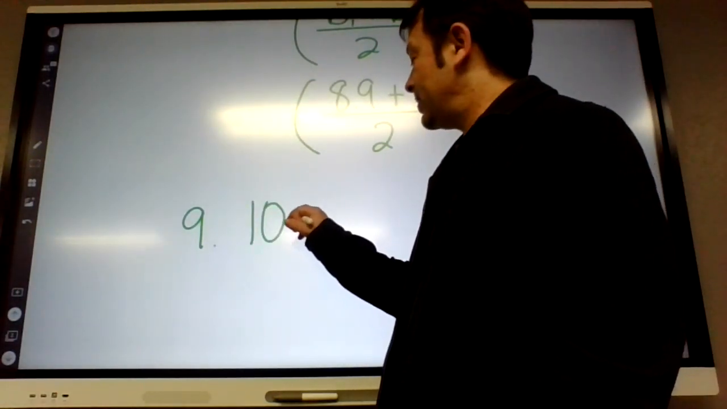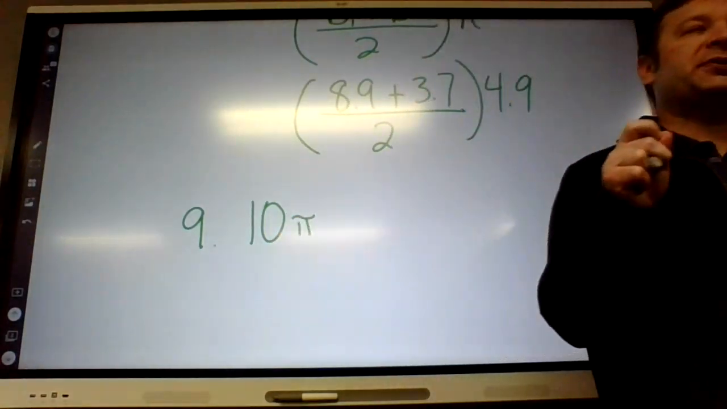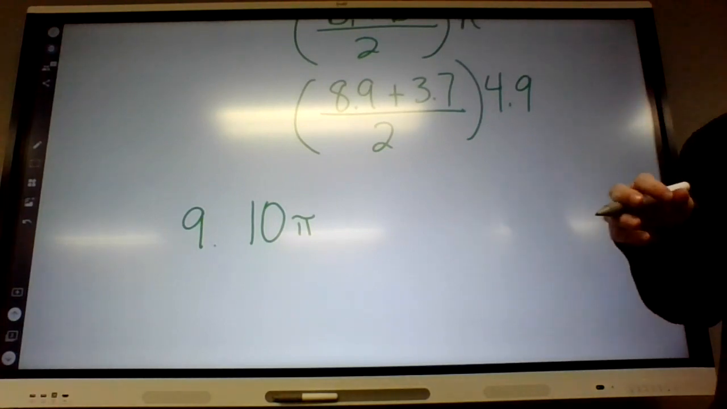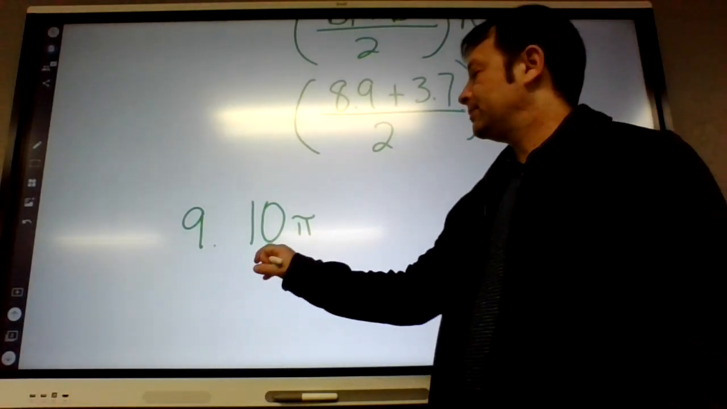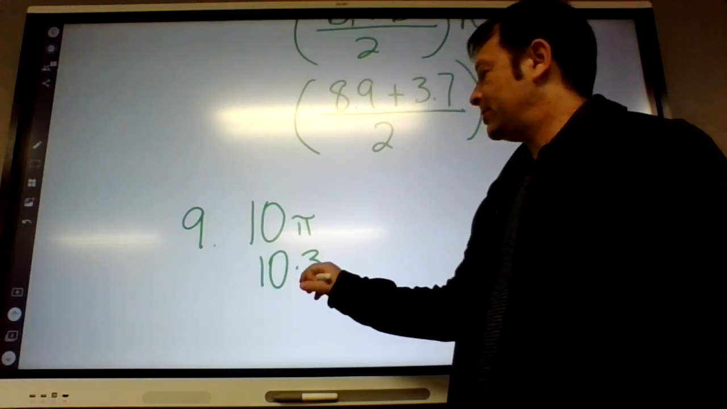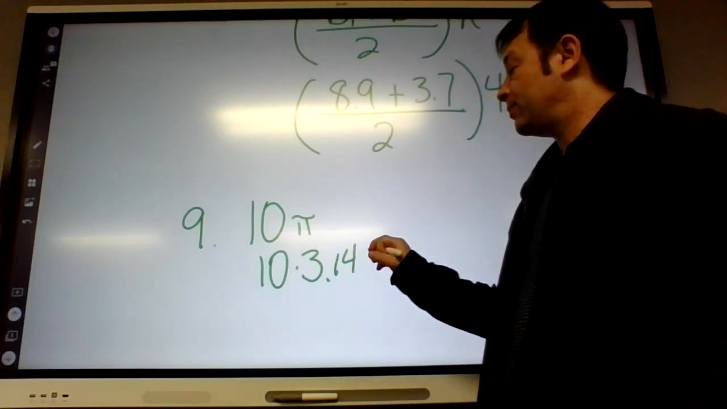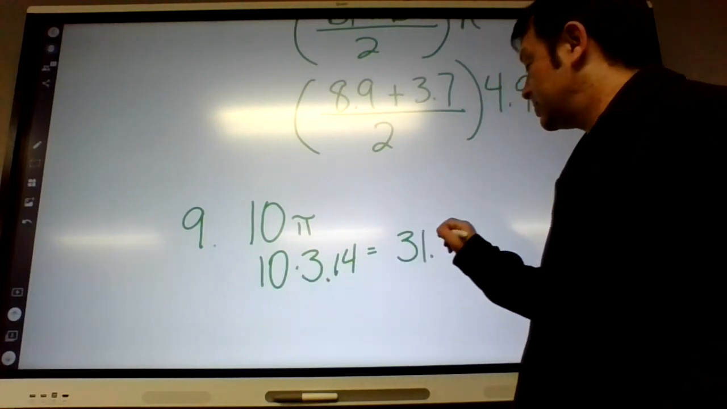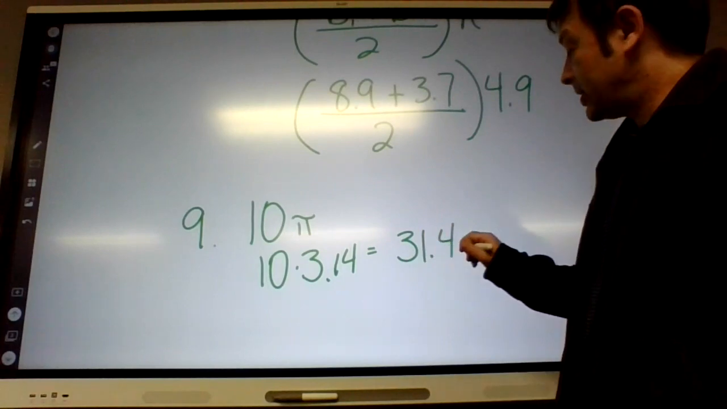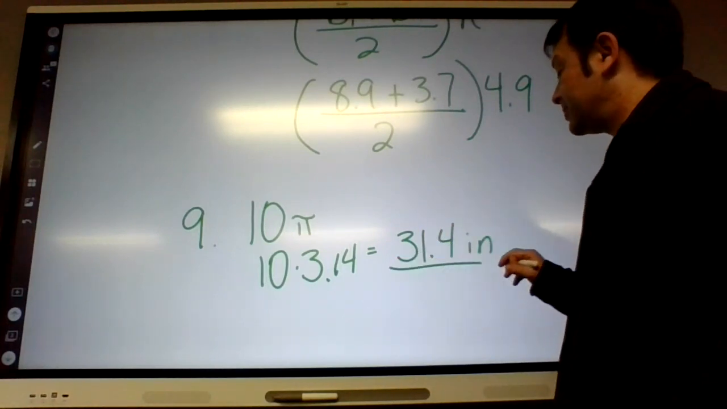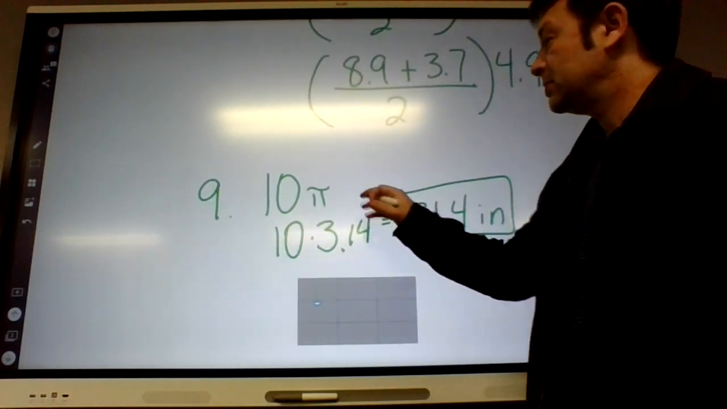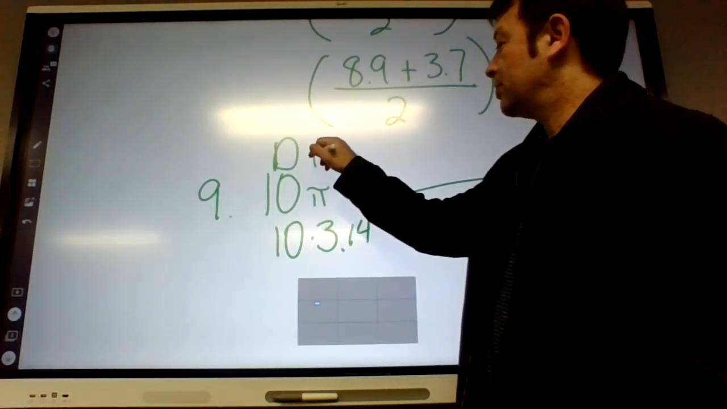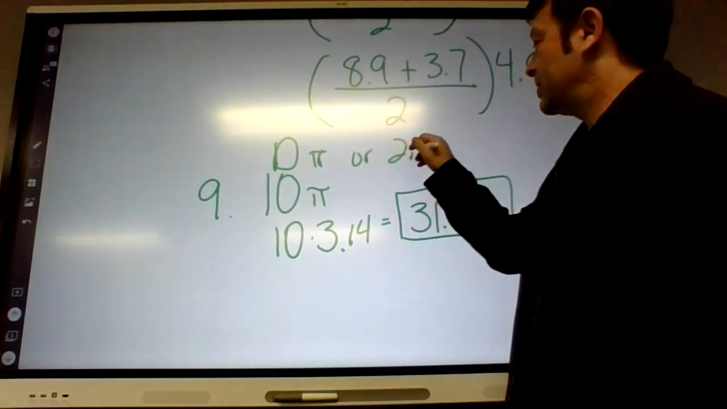It does say in the directions to round your answer to the tenths place, which means they want the decimal version. So let's go ahead and do the decimal version today. You probably have a pi button on your calculator, or you can just use 3.14. So 3.14 times 10 just moves the decimal one place. Okay, that is the circumference. Diameter times pi, or 2 times the radius times pi.